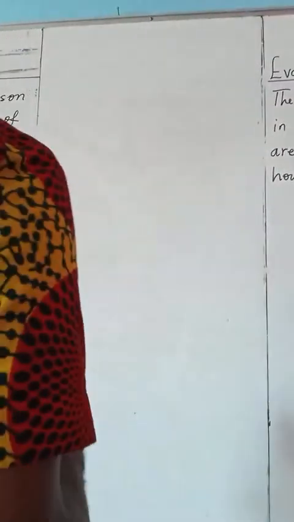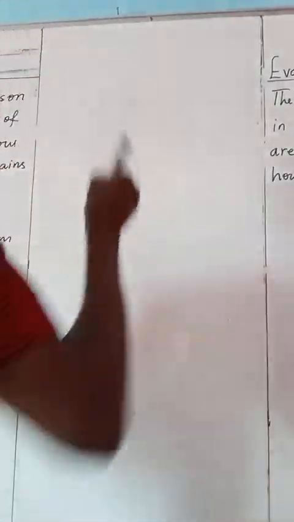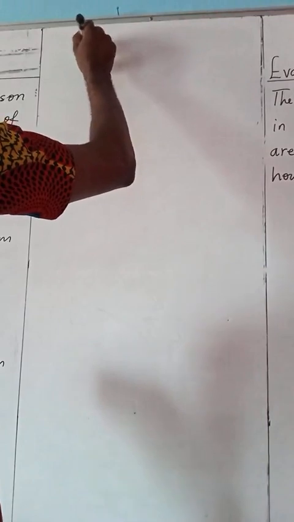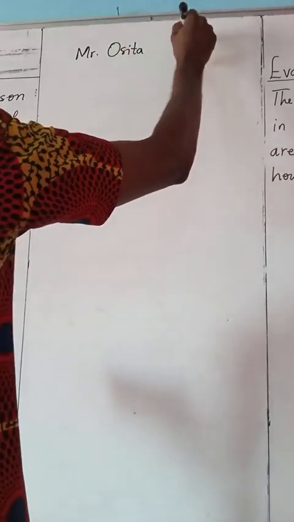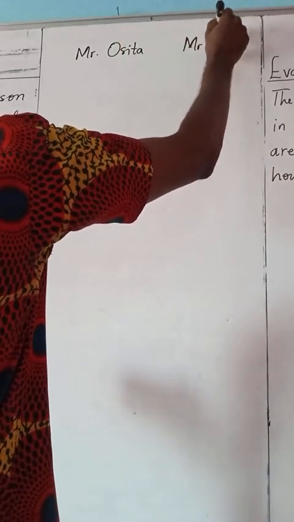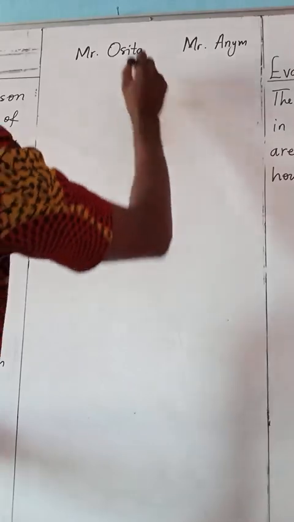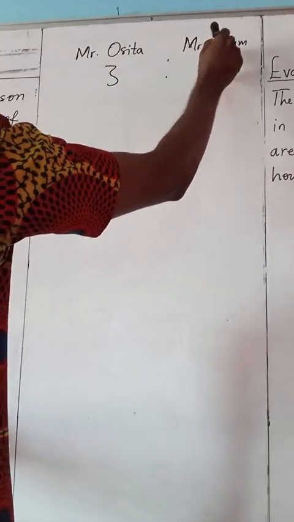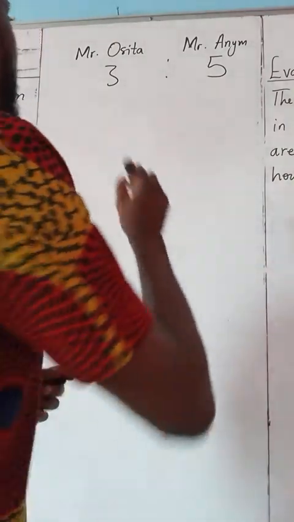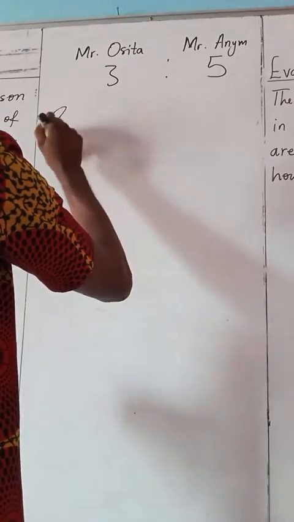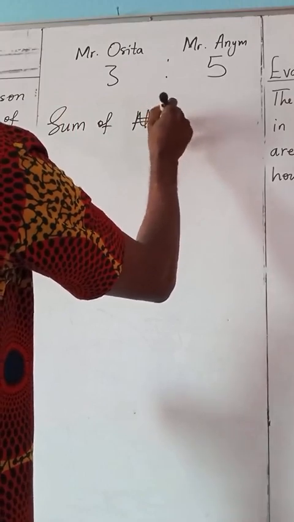Alright, we have two people sharing 4,000 naira: Mr. Osita and his friend, Mr. Anyim, in the ratio of 3:5. And they are sharing the sum of 4,000 naira.